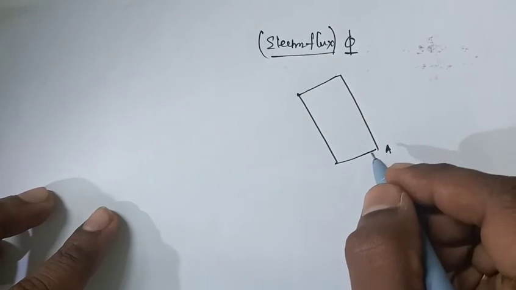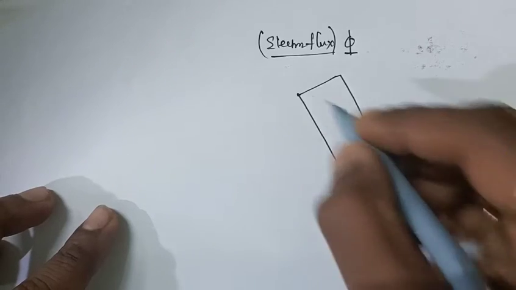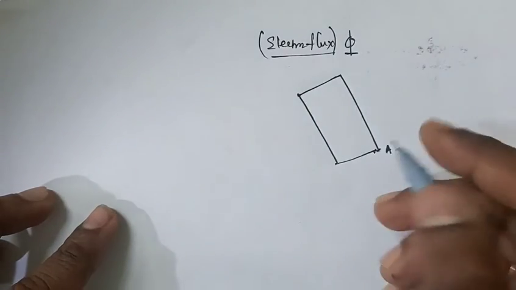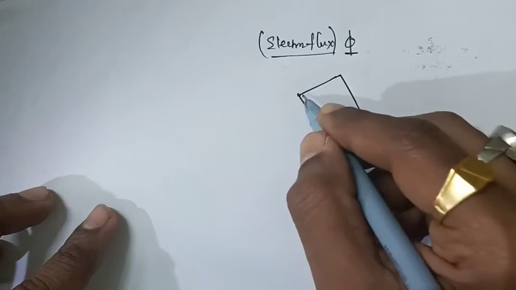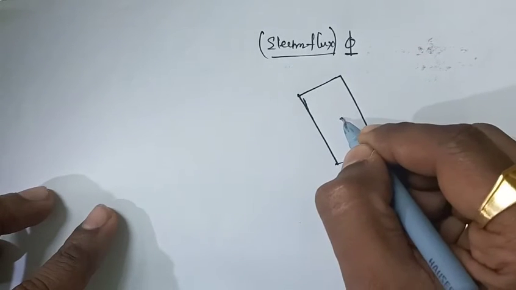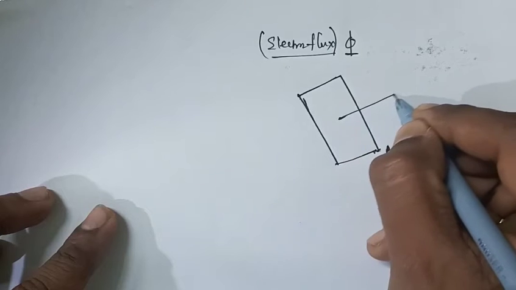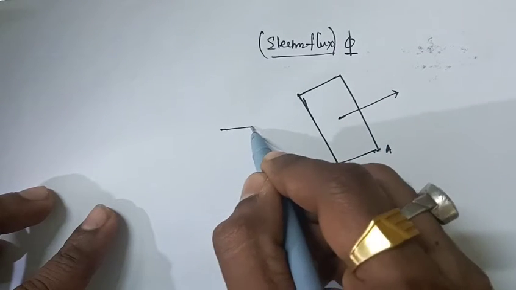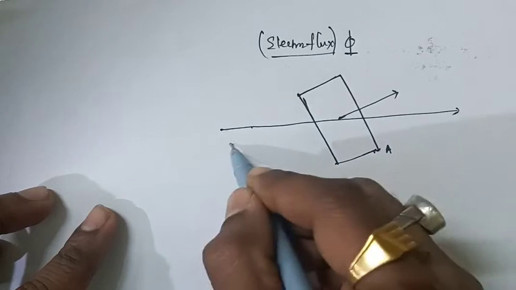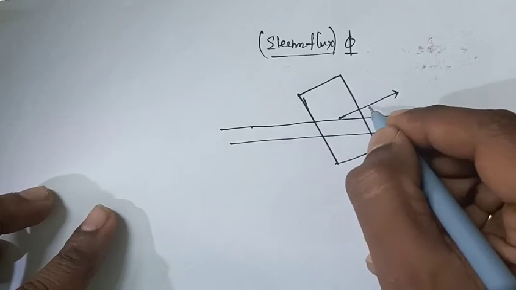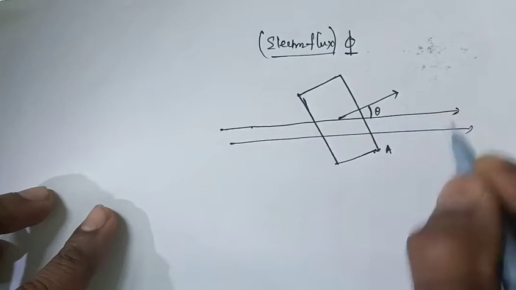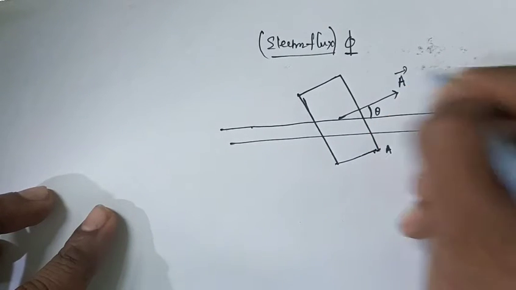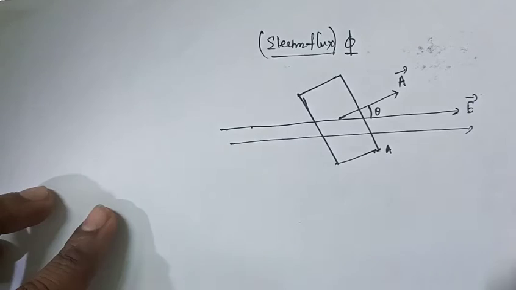I will treat the area as a vector quantity, and the direction of the area vector is always perpendicular to the plane. So I will consider the direction like this. The electric field lines are moving like this. These are my electric field lines, and how much angle is subtended with the area vector? It subtends an angle theta. This is my area vector and this is my electric field vector.